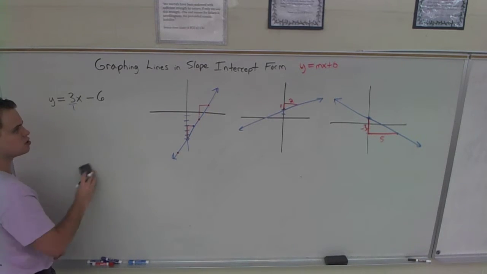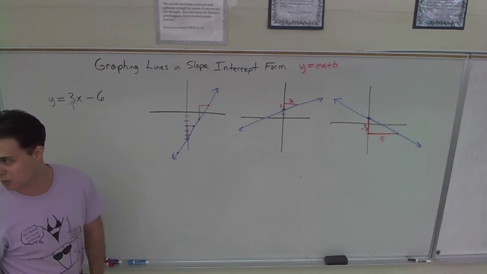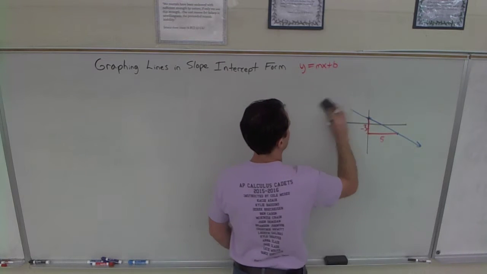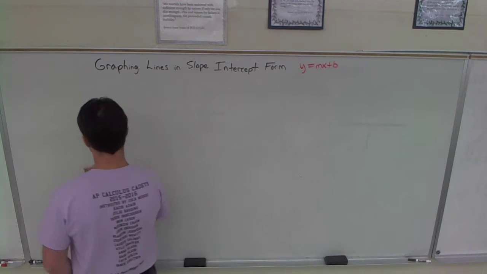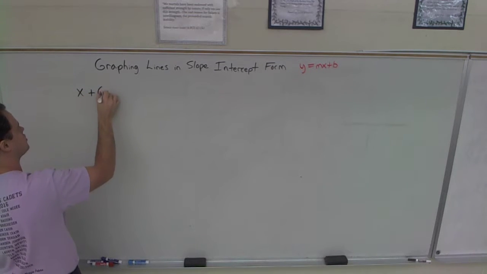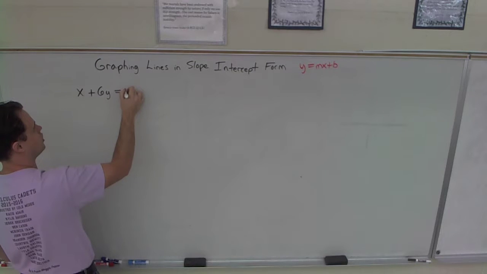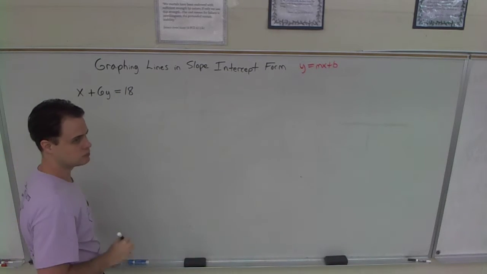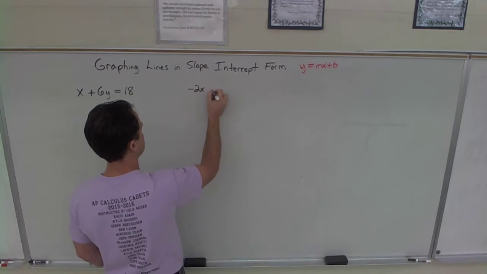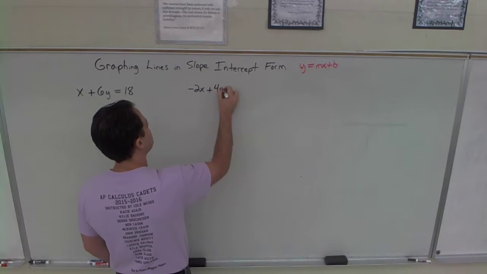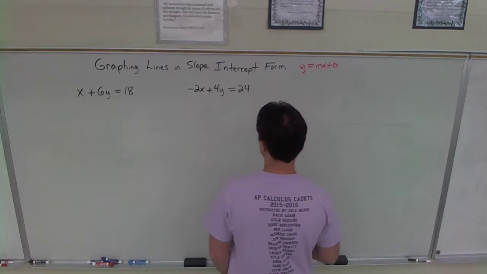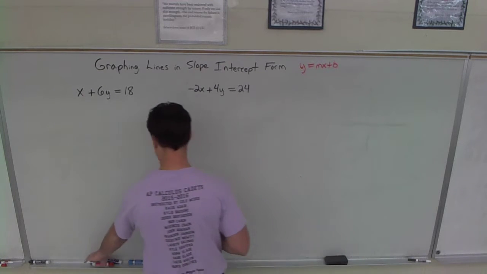Let's take some lines that don't look like mx plus b and make them be mx plus b though. That's what I don't think you guys have done anything with yet. So let's just take a couple other examples. Let's say we had a line that looked like this: x plus 6y equals 18. And then let's look at the line, I don't know, negative 2x plus 4y equals 24. And we'll try those ones first.